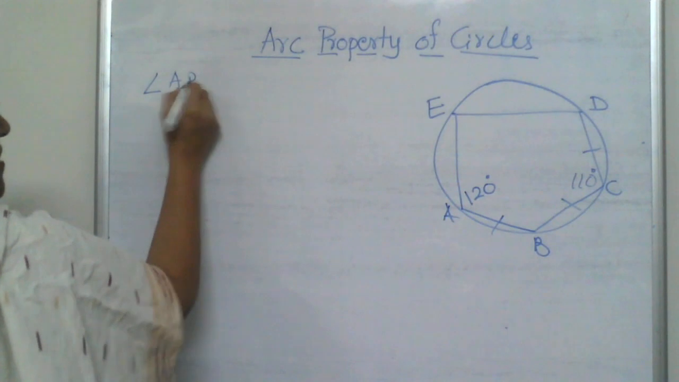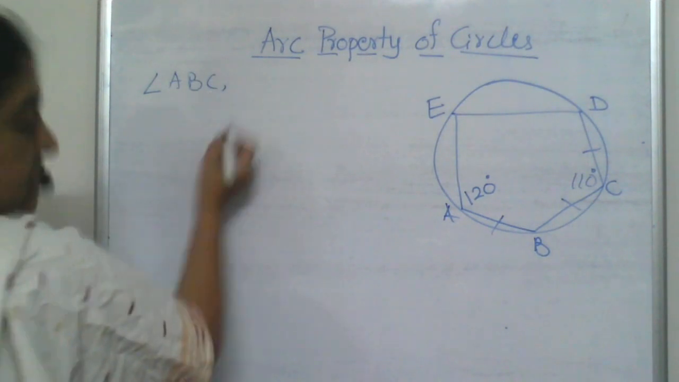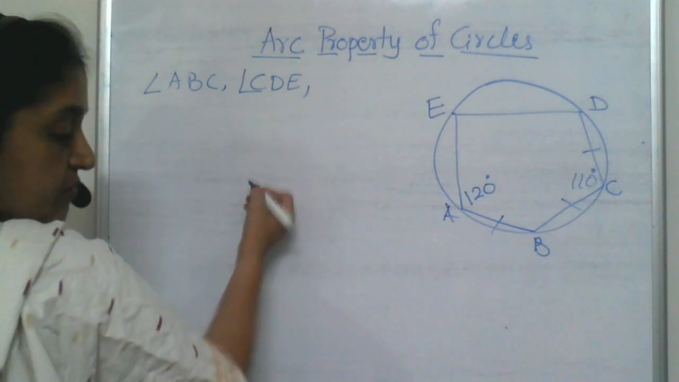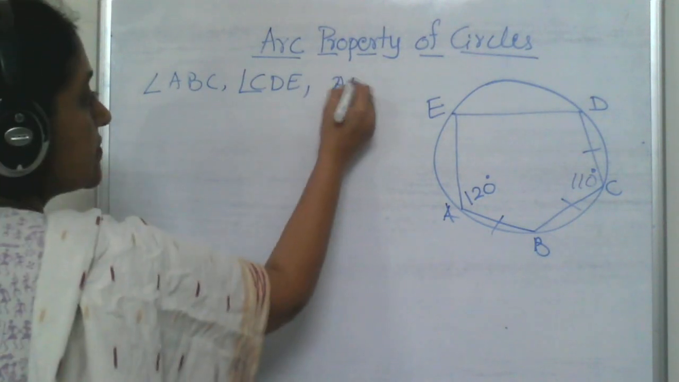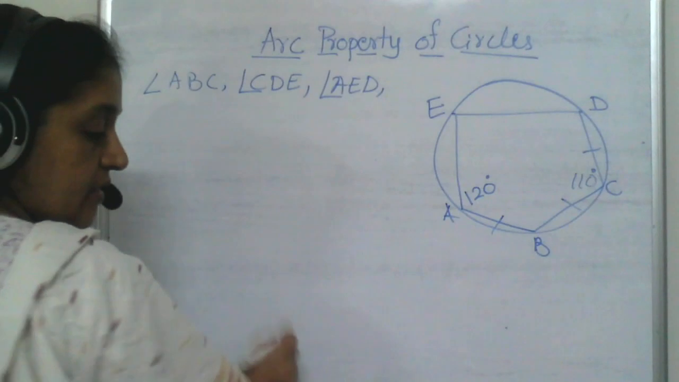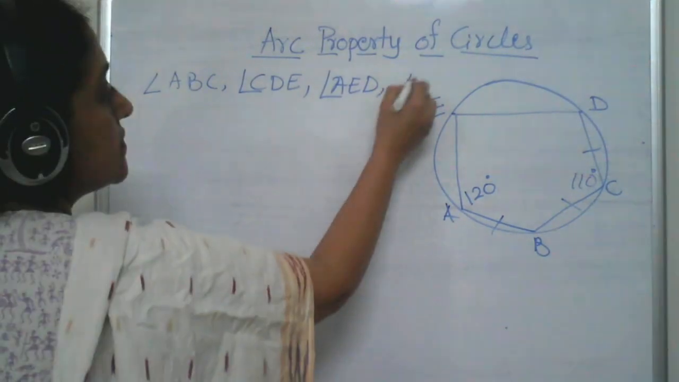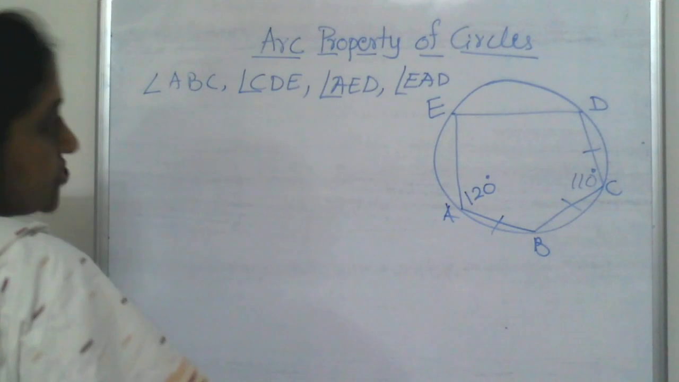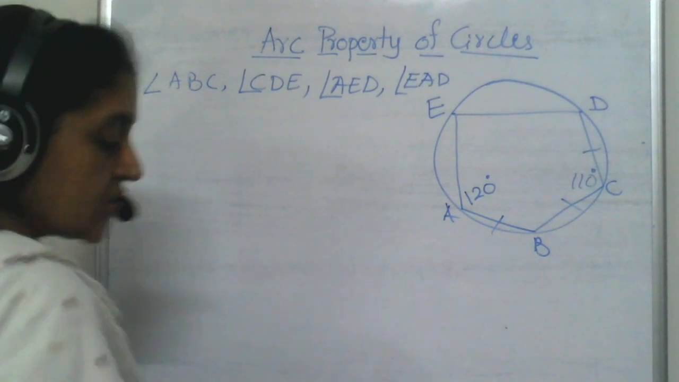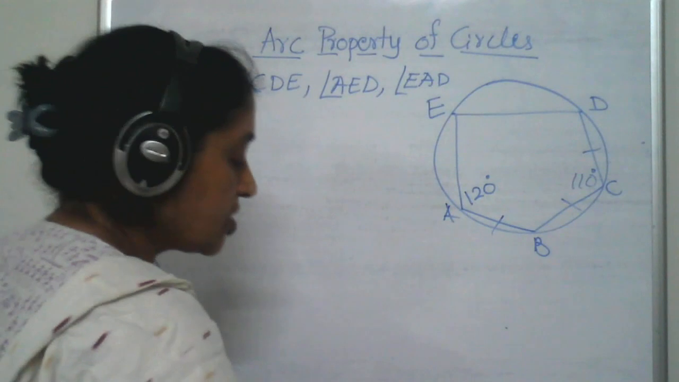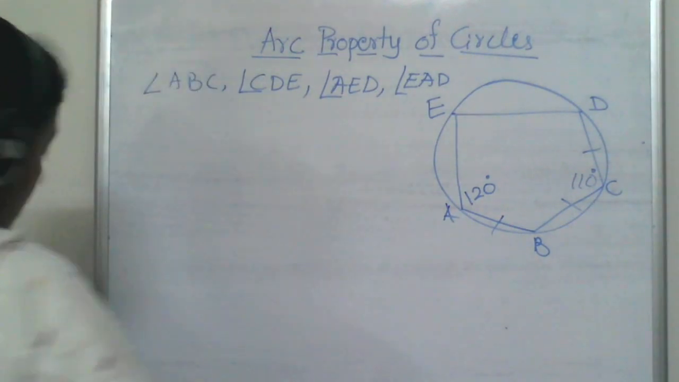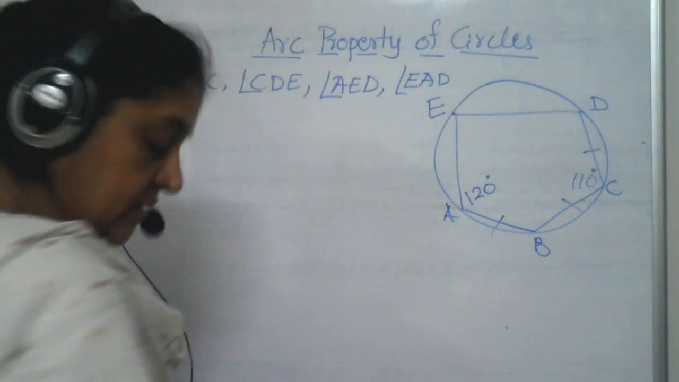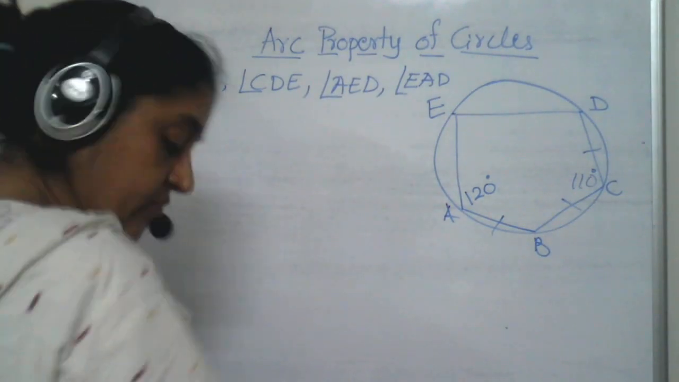Angle ABC, CDE, third part is AED, and angle EAD. So these are the four parts that we are supposed to find. Now in geometry you have many approaches to find a solution. There can be different ways to find the solution. So what I am showing is the way I have found it.